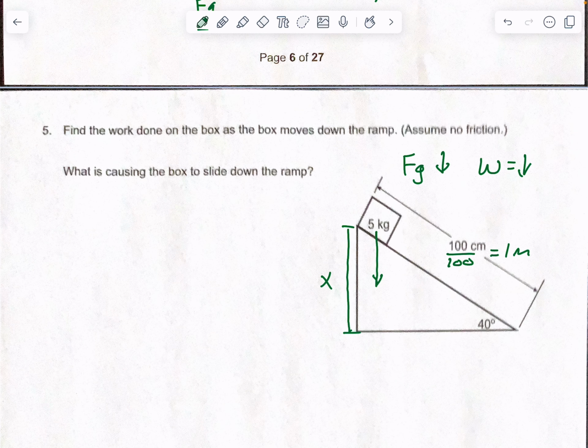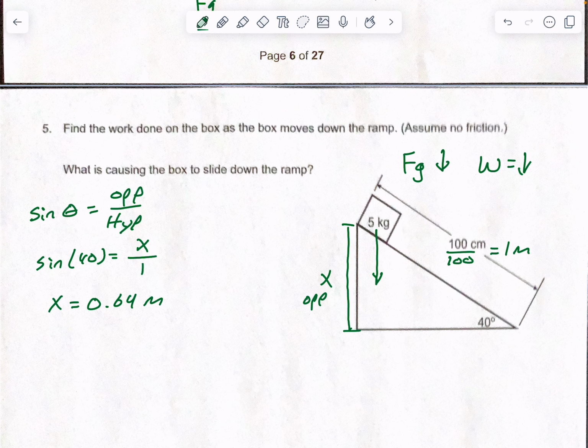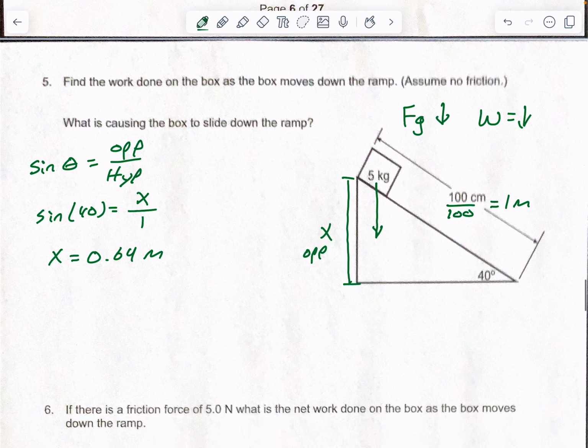Well, I have a hypotenuse, which is 1. I have an angle, and I'm looking for the opposite. So remember, sine of your angle equals opposite over hypotenuse. So sine of 40 equals opposite, which we don't know, that's x, over your hypotenuse, which is 1. In this case, the hypotenuse really didn't matter. So the height of your ramp is 0.64 meters. That is your distance. That's how far gravity is working.